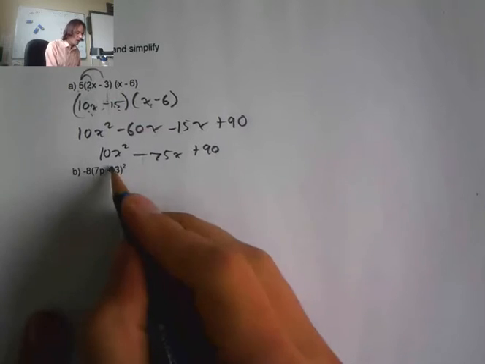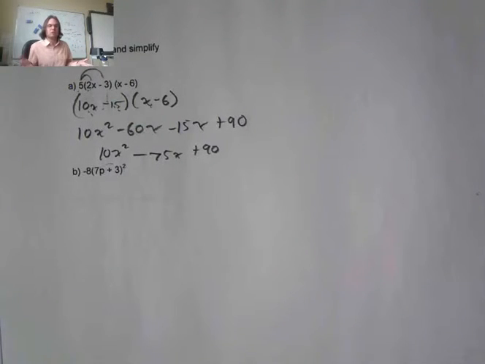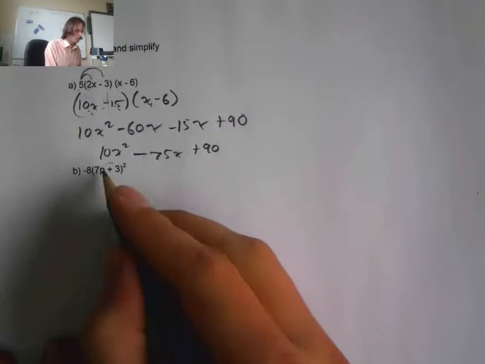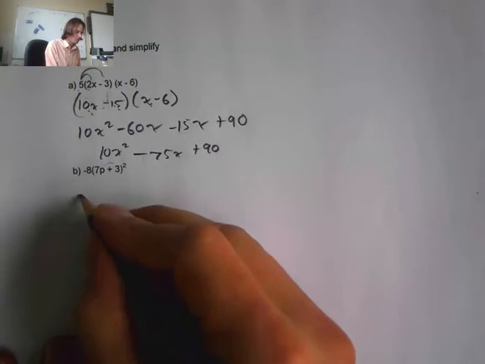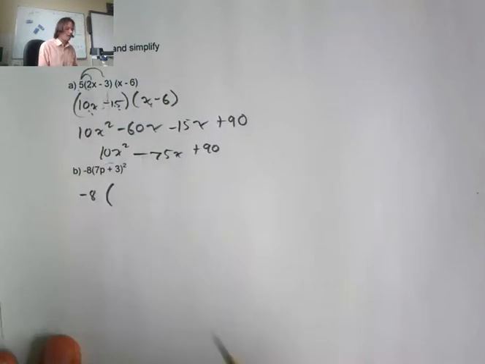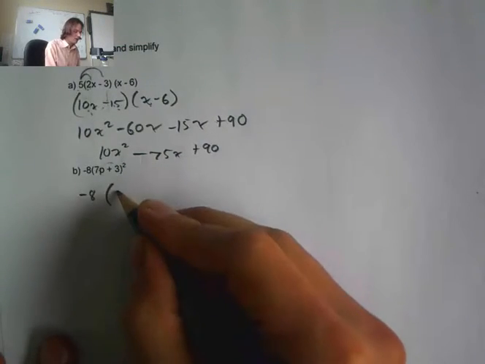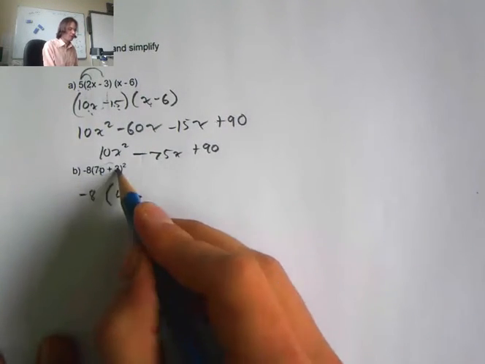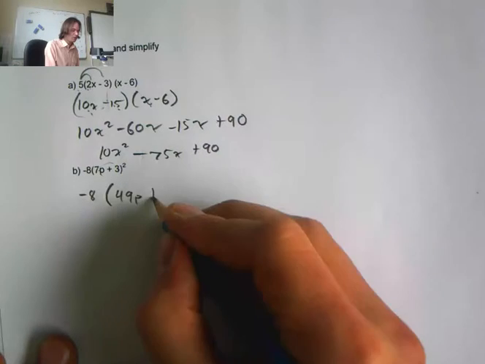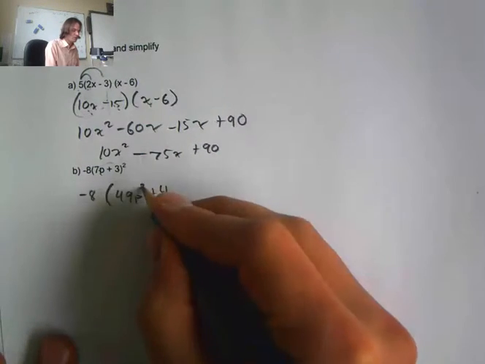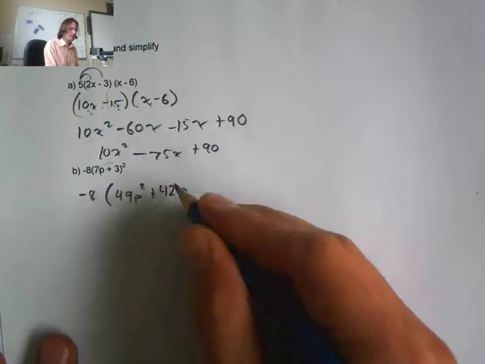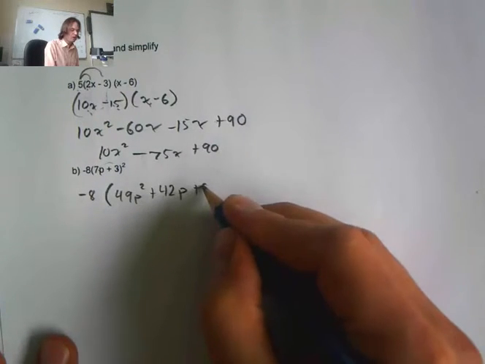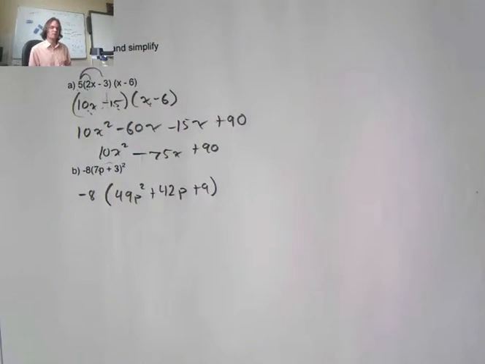Okay, let's take a look at the next one. Well, the next one, we have the square of the sum of two terms. So I could use my cheat. So I'm going to go negative 8, and I'm going to square this, so that's 49p squared. And then I have to go, this times that is 21, so that's going to be plus 42p, and then that is going to be plus 9. Remember, if it's squaring it, just do that.